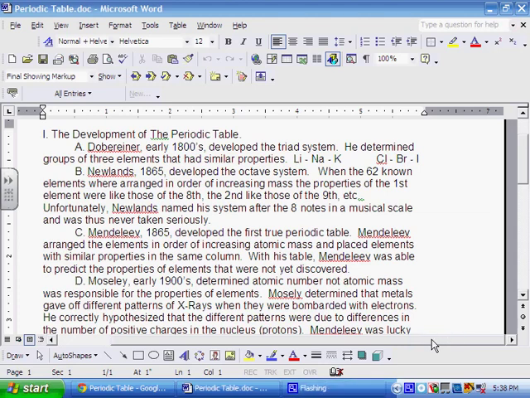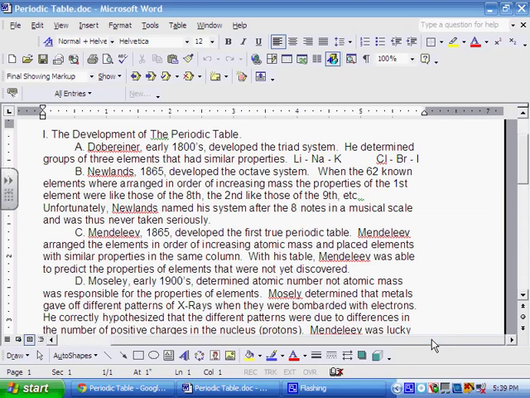In today's lecture, we're going to look at the development of the periodic table and some basic information that is contained within the periodic table. Now, the periodic table, as most of you have already figured out, is a very useful tool for chemists. There's a lot of information, and we've just touched on the information that is available in the periodic table.